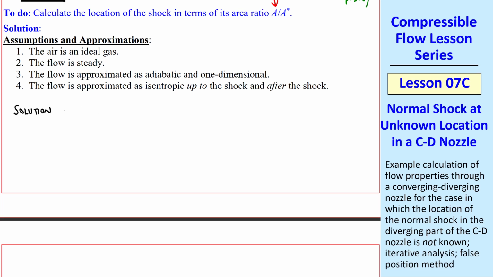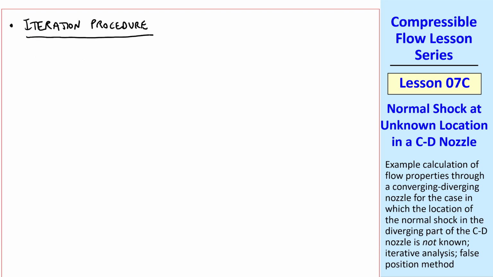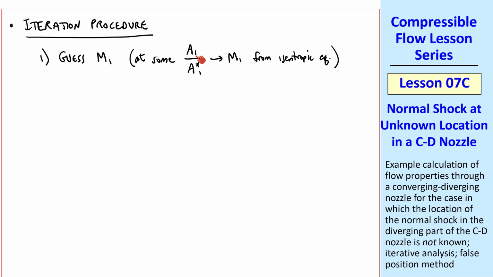The solution here is that we use the same procedure as in the previous example for a known shock location, but here we iterate until PE equals the specified PE, which in this problem is 500 kPa. Now I'll go over the iteration procedure. Step 1 is to guess the location, in other words guess Mach number 1, at some area where A1 over A star 1 yields M1 from the isentropic equation for area ratio as a function of Mach number and gamma.